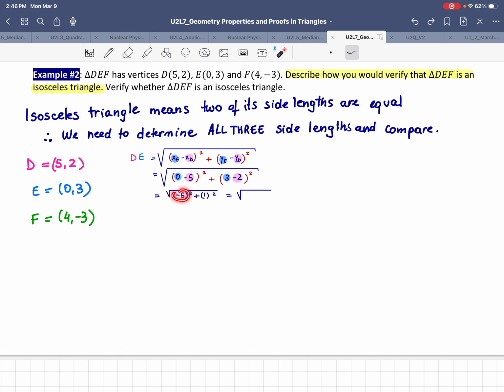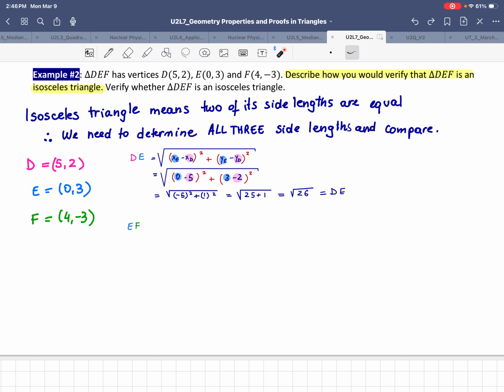Negative 5 squared is 25, positive 1 squared is 1, and we get that the length of DE is equal to the square root of 26. Normally, we try to also simplify the square root if possible, and we do this by taking out the perfect square factors, but in this case 26 only has the factors 2 and 13, both prime numbers, and neither one of them are perfect square factors or numbers, so that should be the most simplified form.